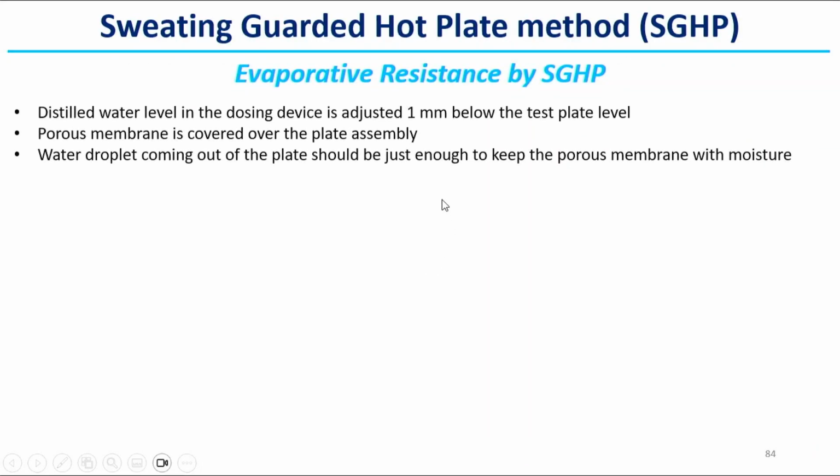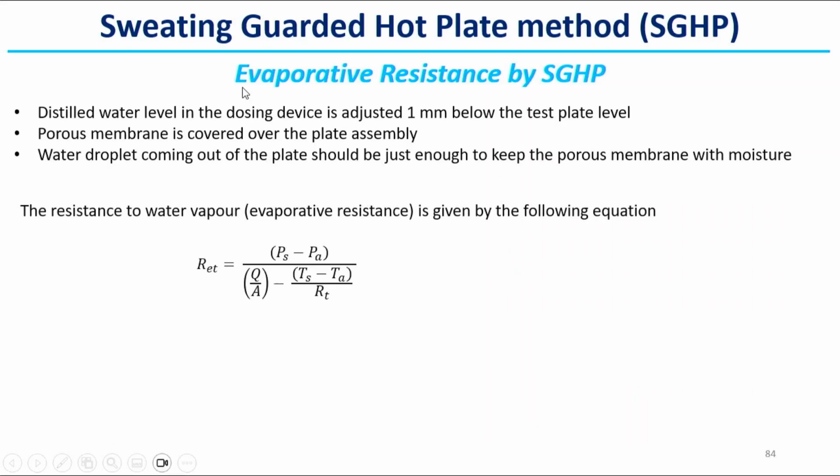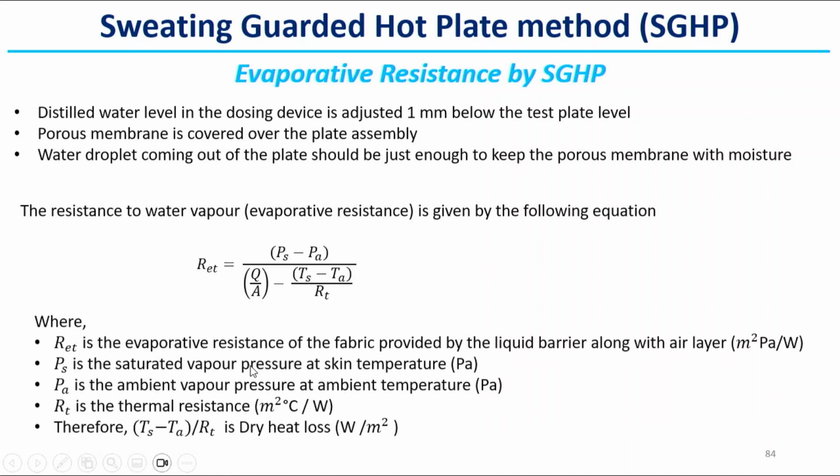and evaporative resistance can be measured, as I have mentioned, using the distilled water in the dosing device, and this is the relationship, and the saturated air vapor pressure and ambient air vapor pressure, PS and PA. So, RET is the evaporative resistance. So, using this relationship we can calculate the evaporative resistance of clothing material.